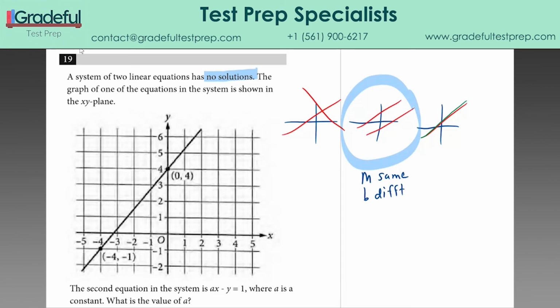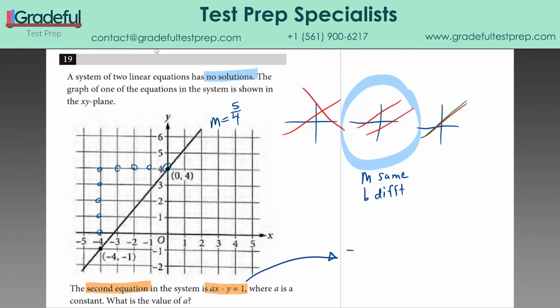So what's the slope of the given line? From the 2 points that we're being given, it's going up by 1, 2, 3, 4, 5, and going over by 1, 2, 3, 4. So the slope is 5 over 4. And if the second equation looks like this, when we arrange it in the y equals mx plus b format, the slope should be 5/4.